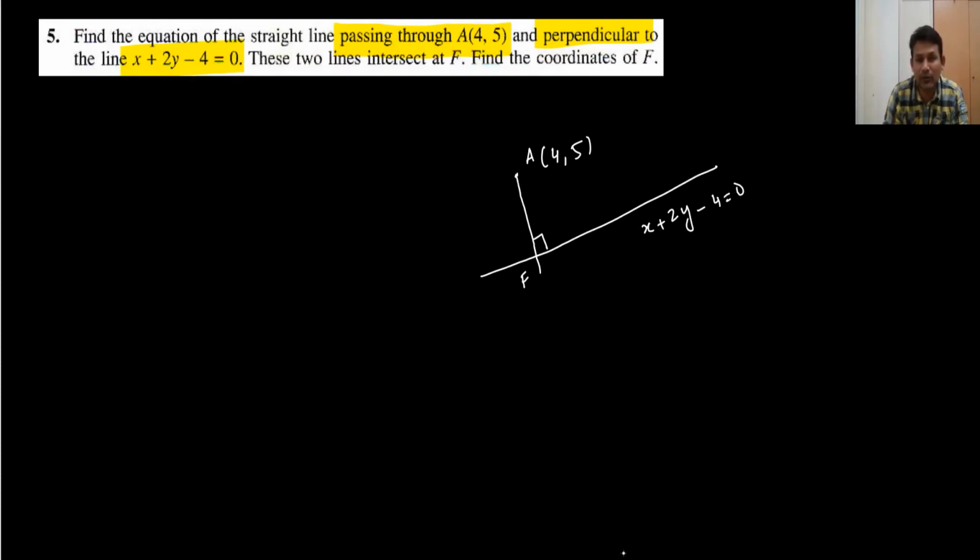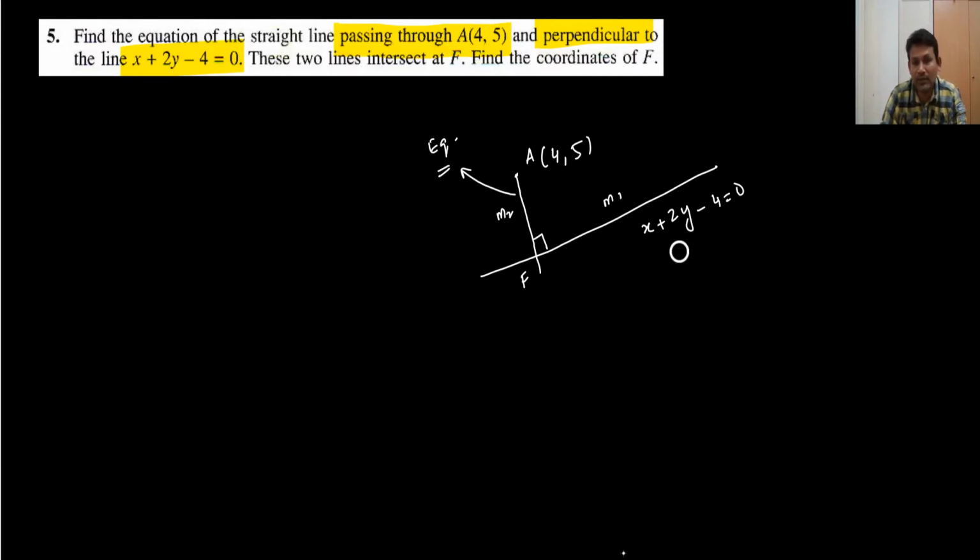So normally what we know, this m1 and this m2, the gradients. Actually what we need here is the point of intersection. So we need the equation of this line. This is our target, to find the equation of this line. If we know the equation of this line and this equation, we can use simultaneous equations to find the coordinates of F. So for m1 and m2, we need to find the equations of these lines. For this, we need m2.